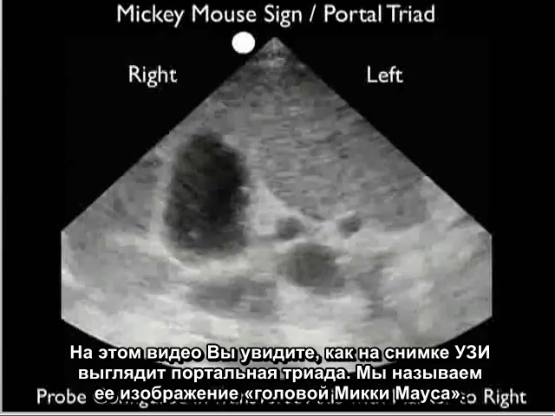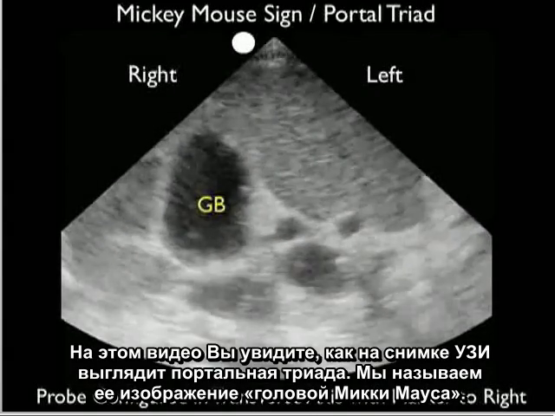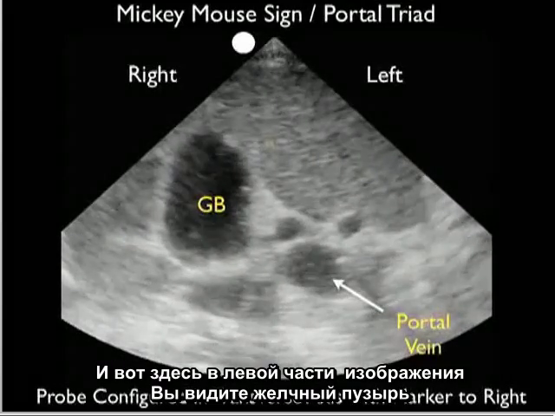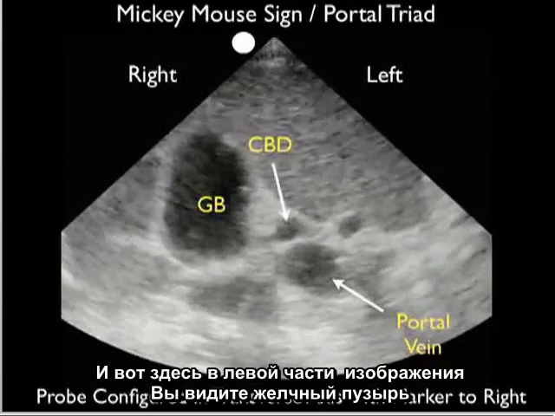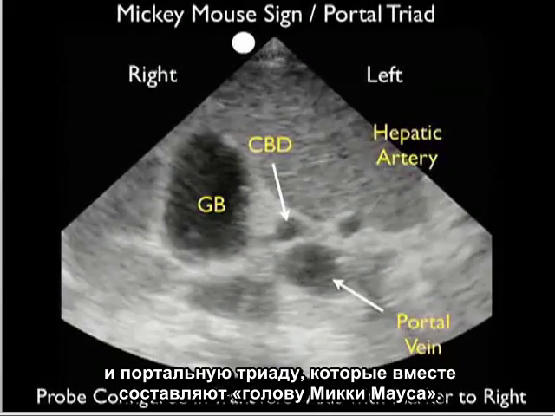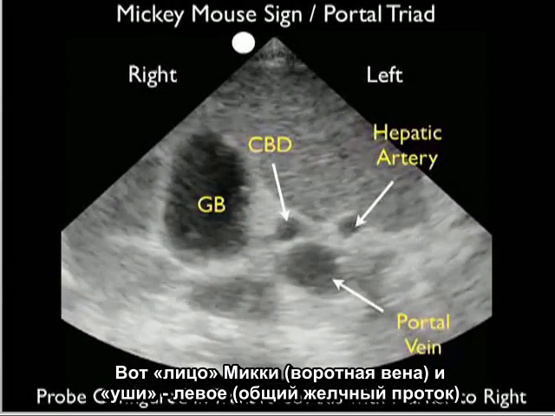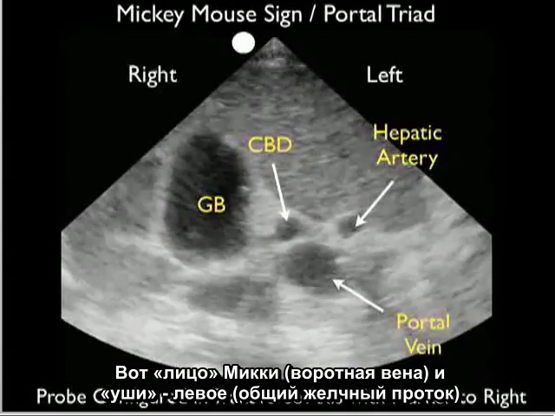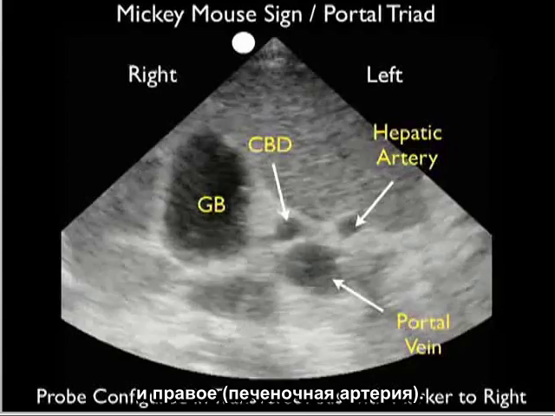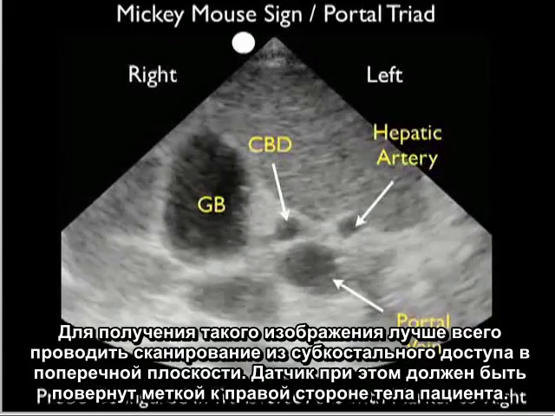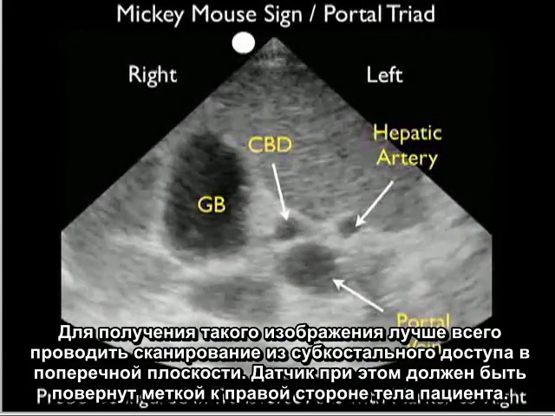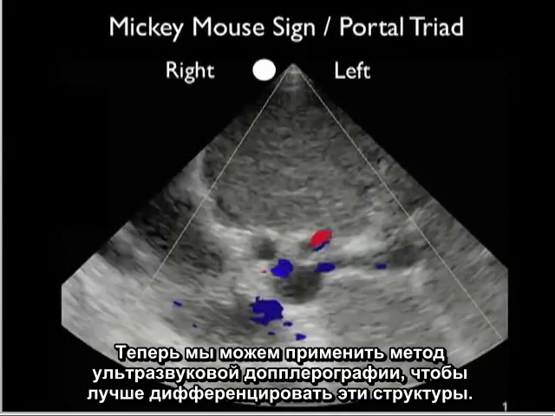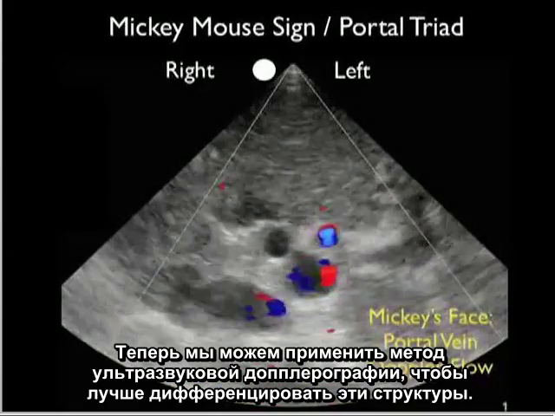Here's a video clip showing the sonographic appearance of the portal triad, which we refer to as the Mickey Mouse sign. And here we see the gallbladder over towards the left of the image, and the portal triad making up the Mickey Mouse sign, the portal vein making up Mickey's face, and the ears of Mickey, the common bile duct making up the left ear of Mickey, and the hepatic artery making up Mickey's right ear. And this image is best obtained from a subcostal plane in a transverse axis with the probe marker over towards the patient's right side.